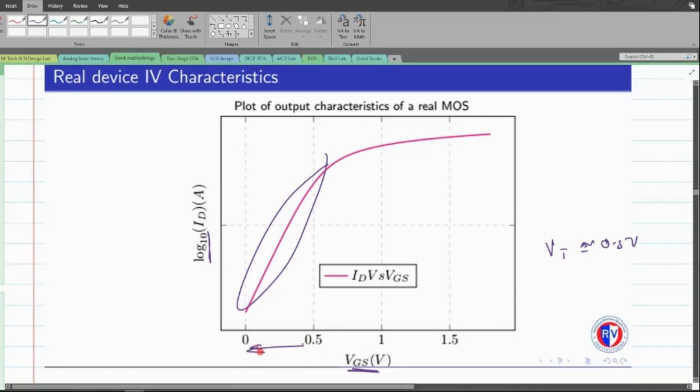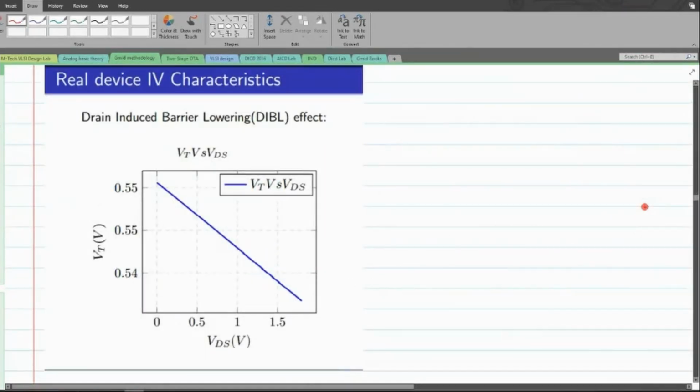Even throughout this entire segment, we can see that there is a current. But what we predicted through the square law is that whenever VGS falls below VT, the current ID is considered to be equal to 0. Here, it reflects that the assumption we had earlier is no longer valid. Let us look at the second characteristic graph. This is what we call drain-induced barrier lowering, which talks about the variation of the threshold voltage with respect to the value of VDS.